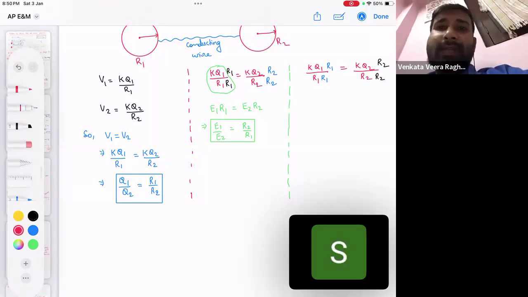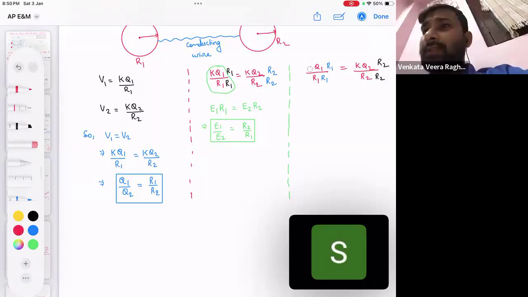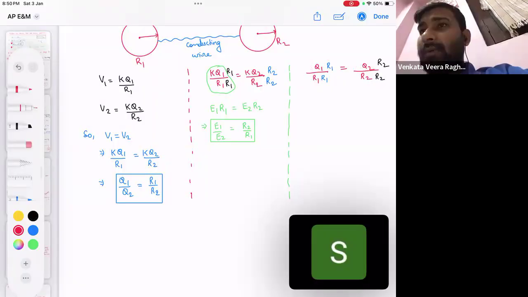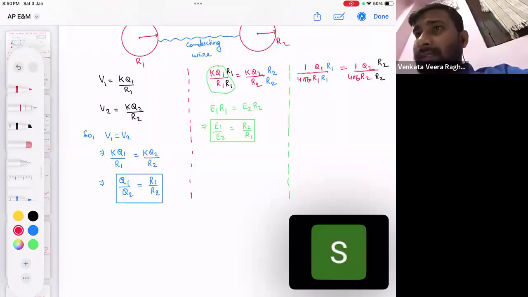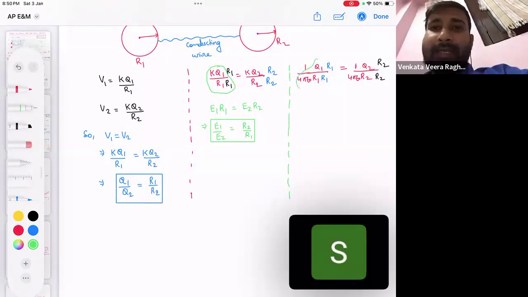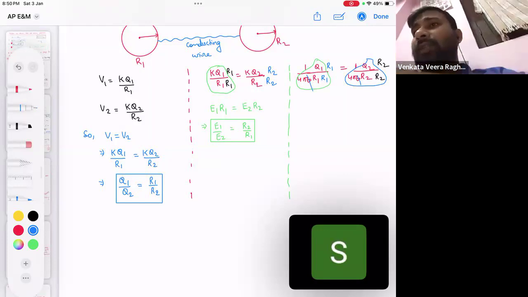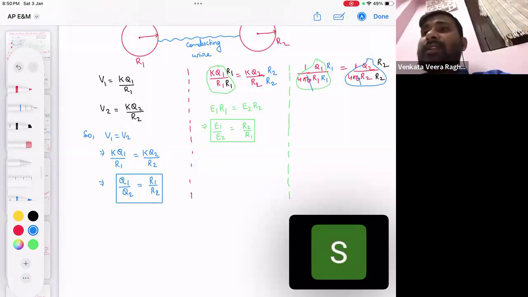And what is the K for us? K is equal to 1 by 4 pi epsilon naught, and here also 1 by 4 pi epsilon naught. Please tell me, why did I write it like this? Q1, check it, epsilon naught just cancels out. Please tell me, what is Q1 by 4 pi R1 square? What is that actually written?